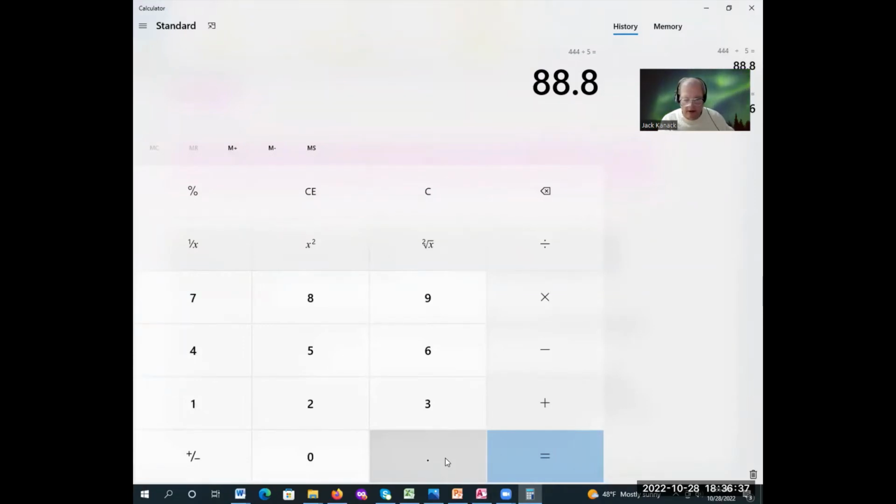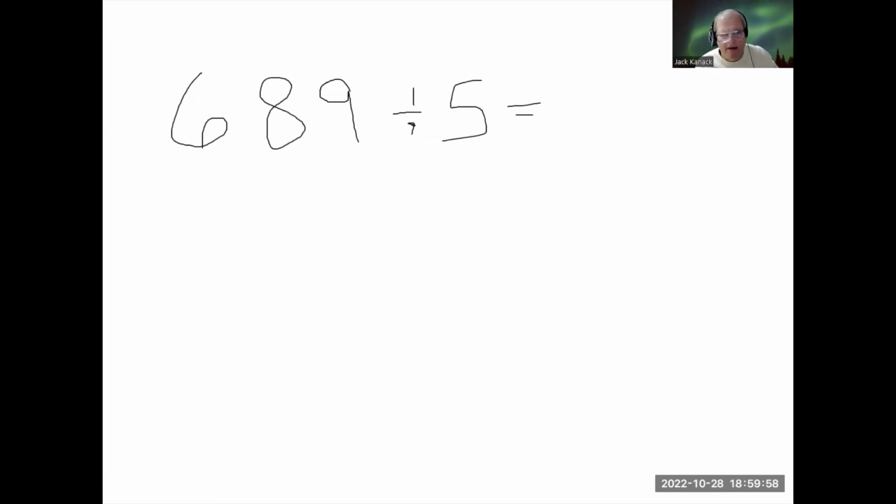Let's try a calculation with something more advanced. Let's do it this way since we have the calculator out. We'll have the answer before we know it. So how about 689 divided by 5? And the calculator says it's 137.8. Well, let's go to the whiteboard, and see that we could get 137.8.